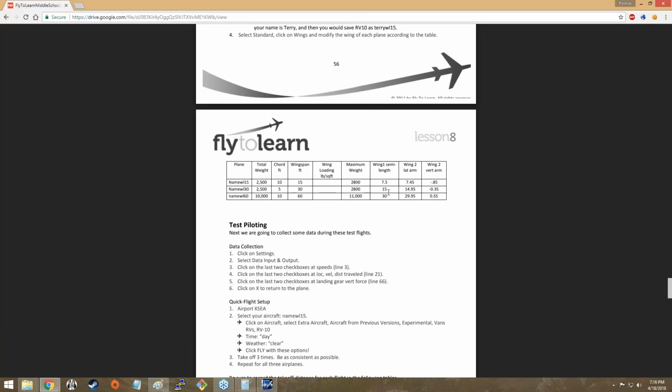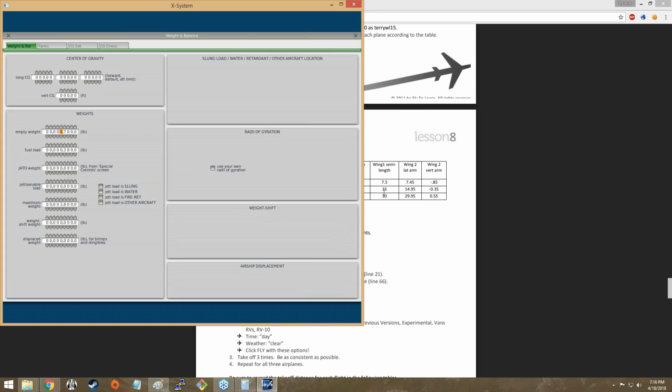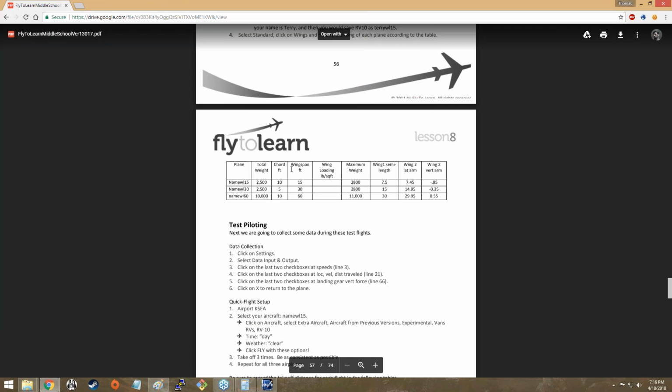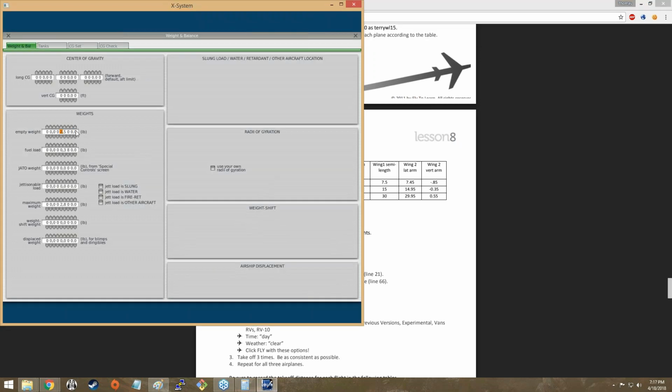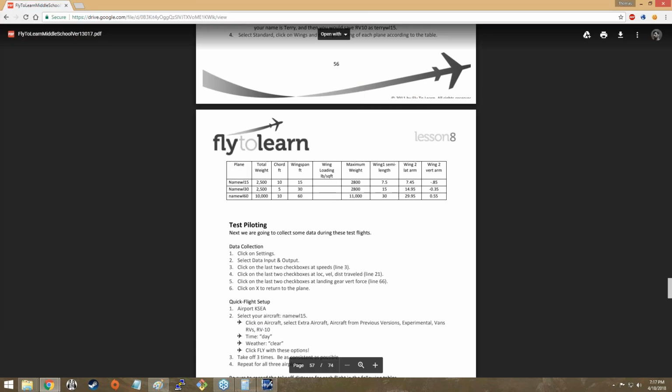Yeah, you'll want to change the, not the empty weight. The maximum weight, you want to make 2,800.